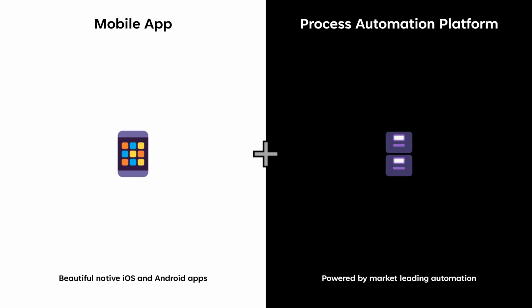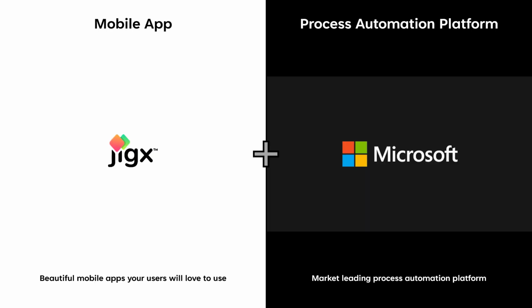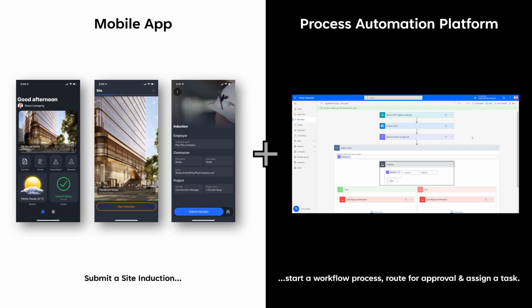One of those tools is a platform that we use to create beautiful native iOS and Android mobile apps. And we're going to combine that with a process automation platform. The two technologies we're going to see come together today are a company called Jigx, which allows us to build beautiful mobile apps that users will love, and the market-leading process automation platform from Microsoft.